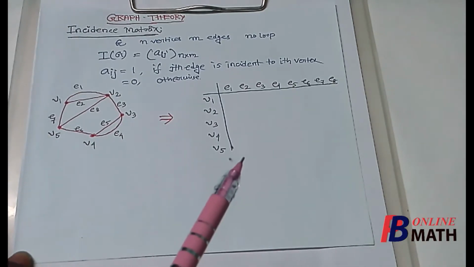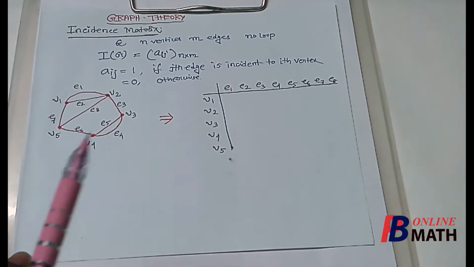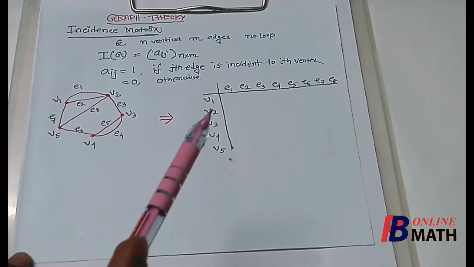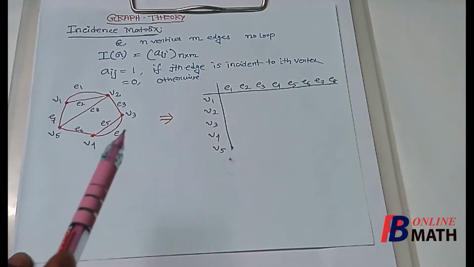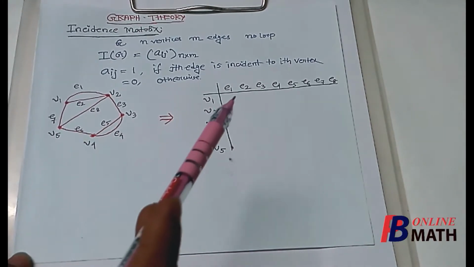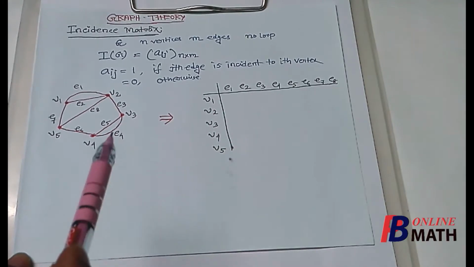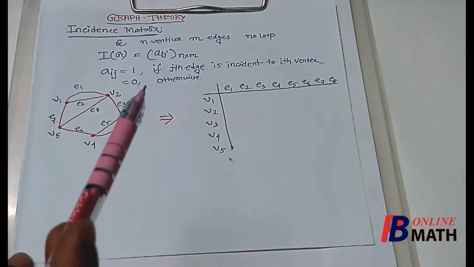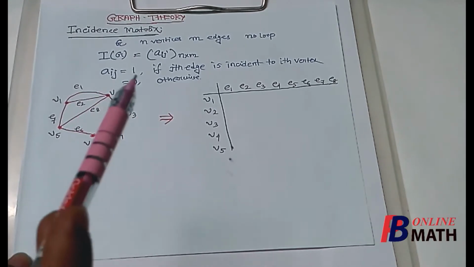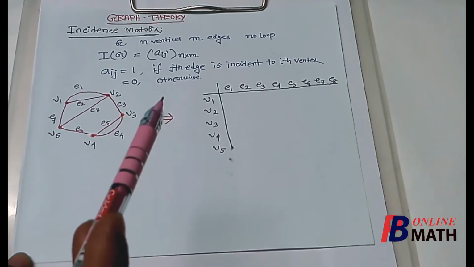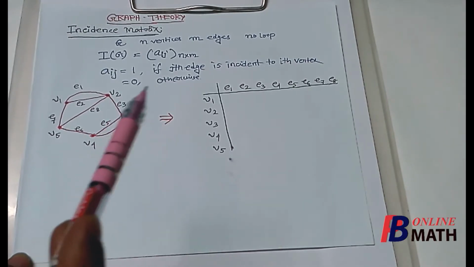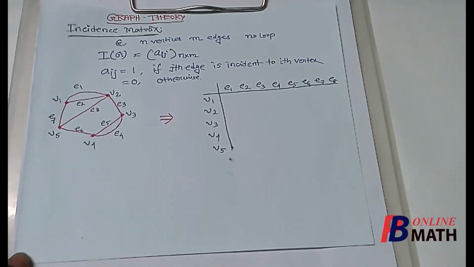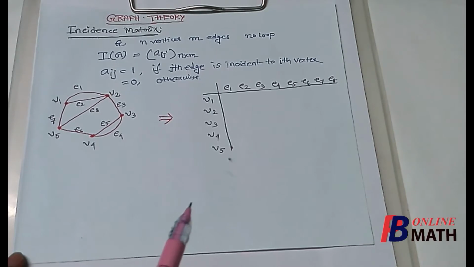So suppose this is the incidence matrix of this graph. Since the graph has 5 vertices, the incidence matrix has 5 rows and it has 8 edges, so the matrix has 8 columns. So let us construct this incidence matrix. Now we have already defined that if the jth edge is incident to ith vertex, then we shall put Aij equal to 1. Otherwise we shall put Aij equal to 0. The rule is very simple.